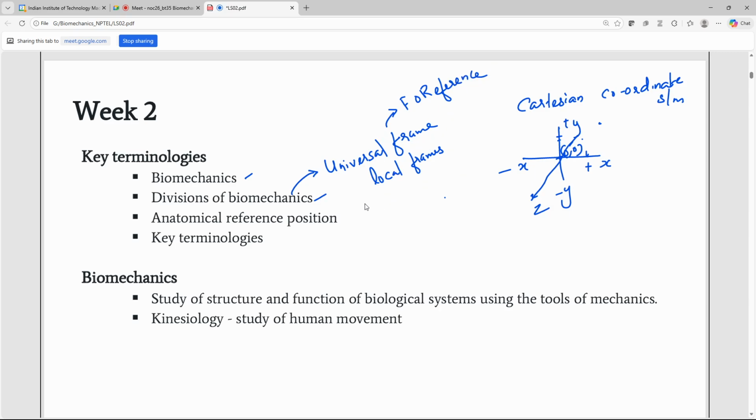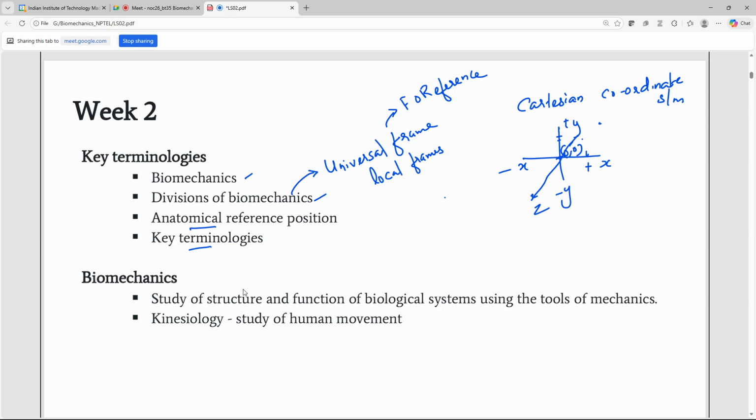So similarly like that, here we need an anatomical reference position. With that only, because we have to first fix what is our reference. So such a reference position of the human body is called the anatomical reference position. And then there is a discussion about key terminologies, which are the basic terms, axes, planes, and the terms included in explaining the anatomical position, and the motions with respect to these planes and the body.